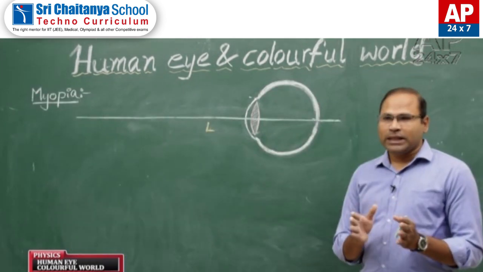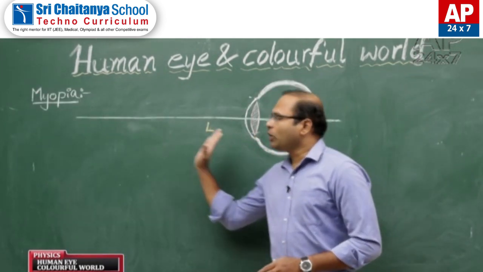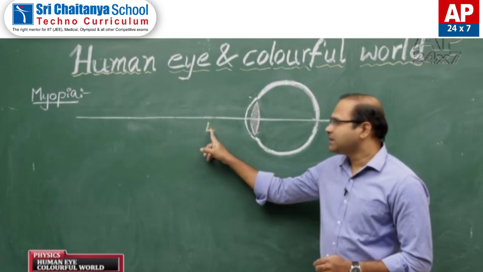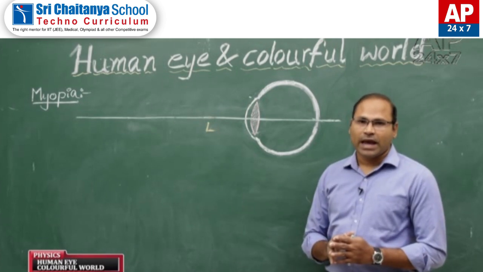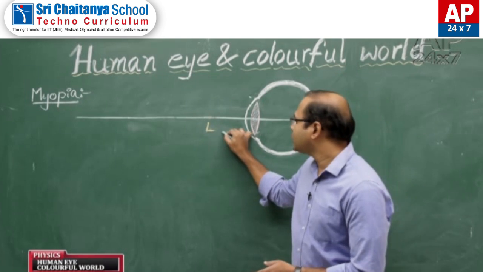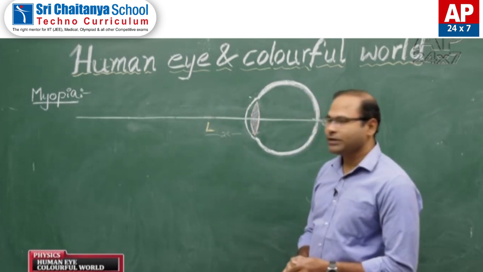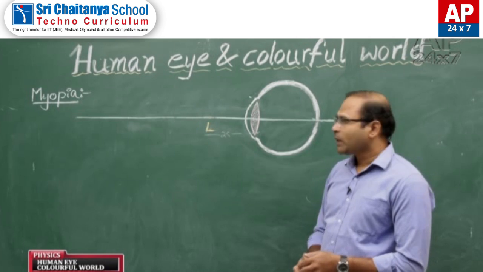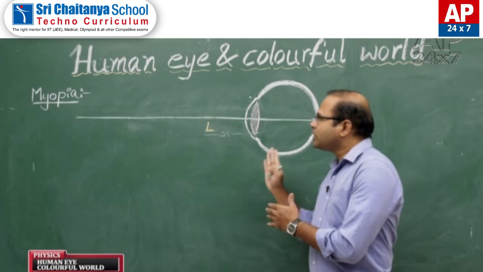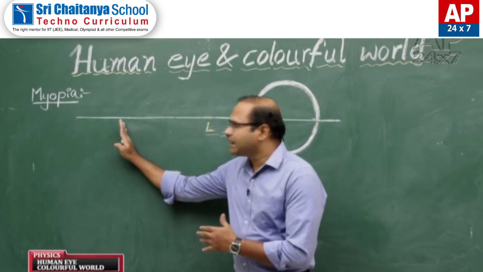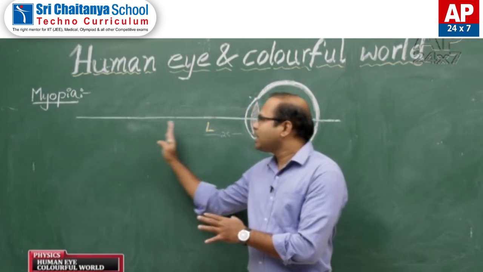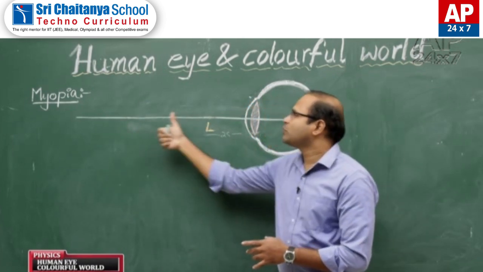We know a healthy human eye can see objects at all distances beyond this point L. What is this point? This is the least distance of distinct vision, and the distance between the eye lens and the least distance is 25 centimeters. We know that, 25 centimeters. But people suffering from myopia can see objects only up to a certain distance. They can't see at all distances, but they can see up to a certain distance beyond this point L.